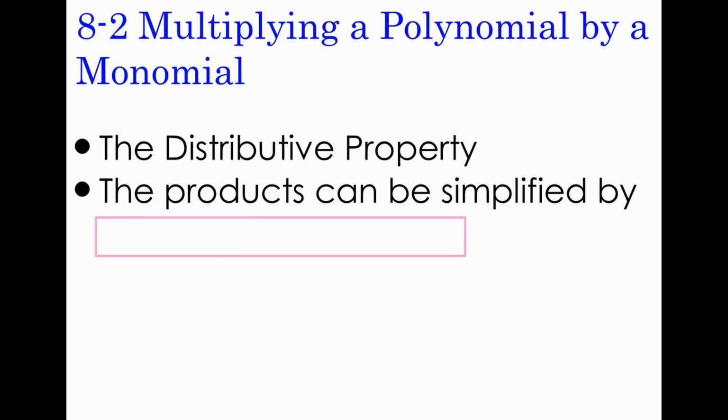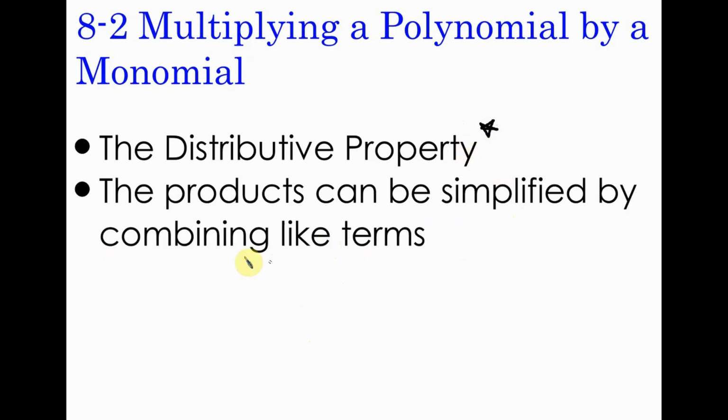In lesson 2, you are learning multiplying a polynomial by monomials. Keep in mind, you are going to use the distributive property, and the products can be simplified by combining like terms. So lesson 2 was much different than what you've learned already in past chapters. However, the only difference, if I may say, is it just has longer terms because now you're dealing with polynomials.